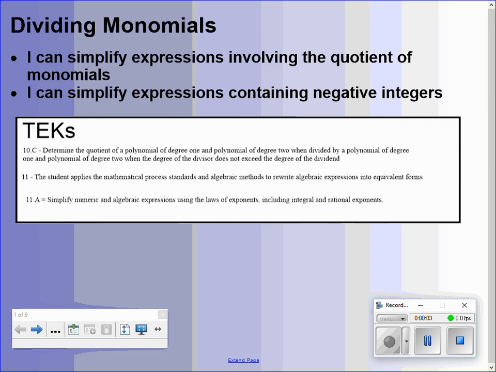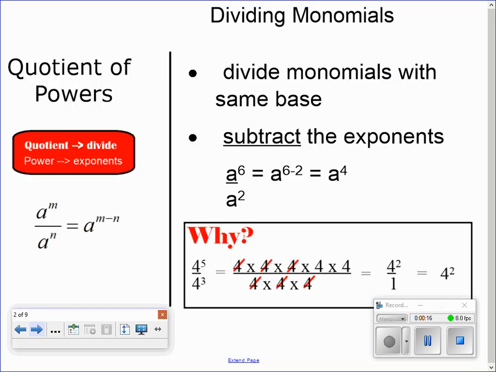In this lesson, we're going to be talking about dividing monomials. By the end, you should be able to simplify expressions that involve division among monomials and simplify expressions that contain negative exponents. Dividing monomials, we have a couple of rules that we want to keep in mind here.